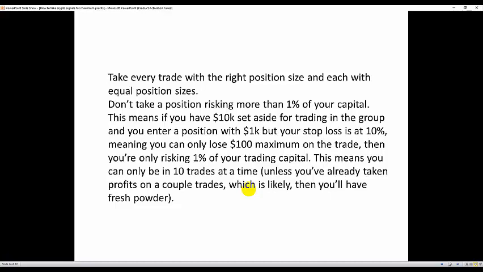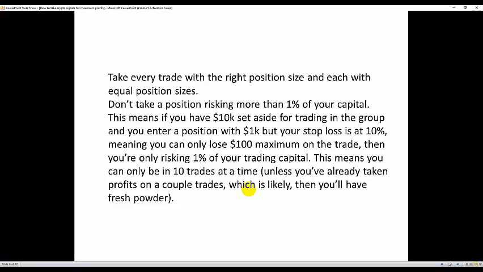So don't take a position risking more than 1% of your capital. I know this might seem very hard for people with small capital, but I tell you the truth, you need to learn that discipline with small capital, so that when big capital hits your account, you will still do the same thing.